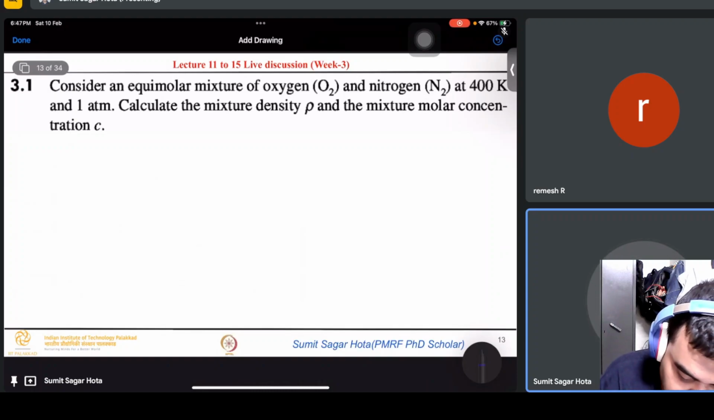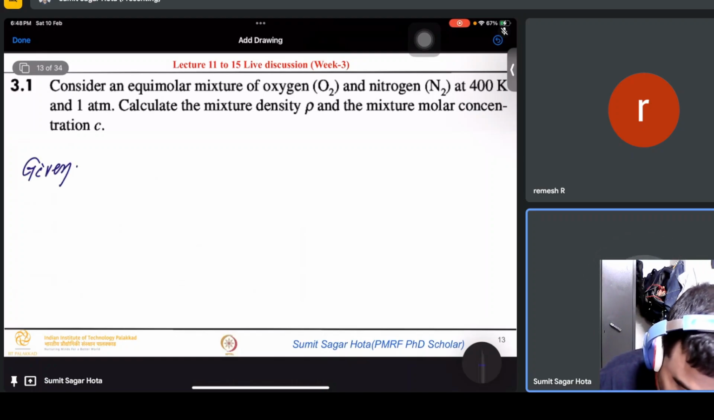Now consider an equimolar mixture of oxygen and nitrogen at 400 Kelvin and atmospheric pressure. Calculate the mixture density rho and the mixture molar concentration C. Here, 3.1 in the third edition is the question. Write it down in a proper way, starting from what is given.